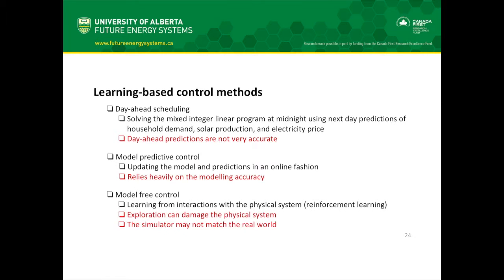And the other one is model-free control, which relies on reinforcement learning. Reinforcement learning learns from the interactions with the environment or physical system. However, it requires some exploration. This exploration may be out of the scope of this physical system and may damage it. So we may need to design a simulator to play the role of that physical system. However, this again relies on modeling, and so may have some inaccuracies. In this work, we have relied on these two algorithms, and then designed them for controlling battery charge and discharge.